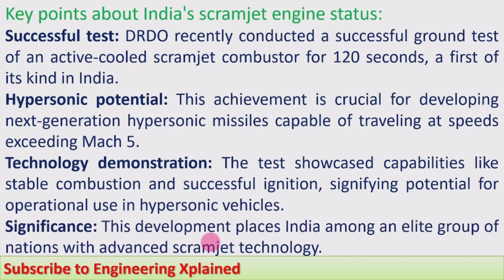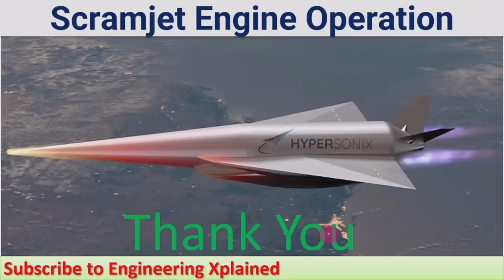Significance: this development places India among a group of nations with advanced scramjet technology. As we already discussed, the United States, Russia and China have already tested this scramjet technology. India is the fourth country to have tested it, and that's why India comes in the elite group of these nations. This is about scramjet engine operation. Details about India's scramjet technology testing and other details I am going to take up in further sessions.